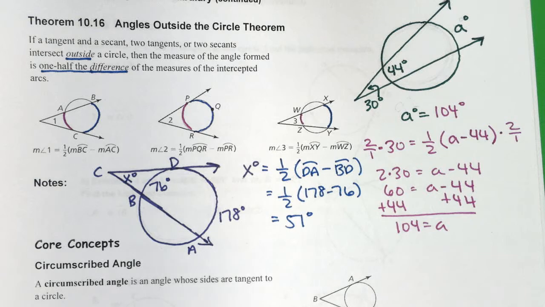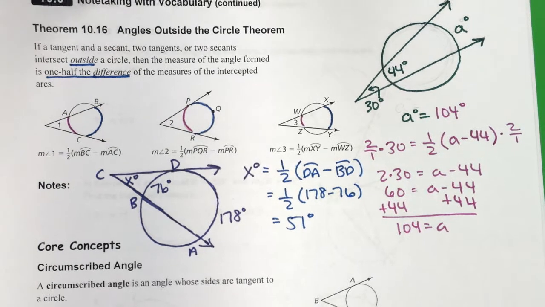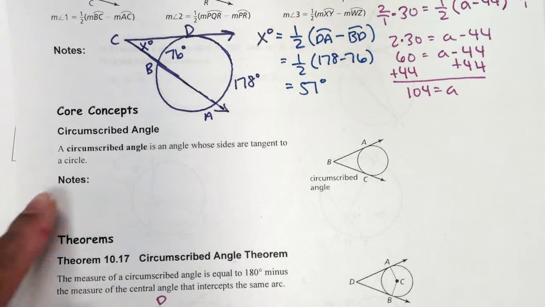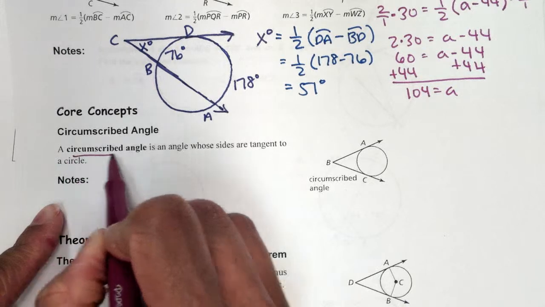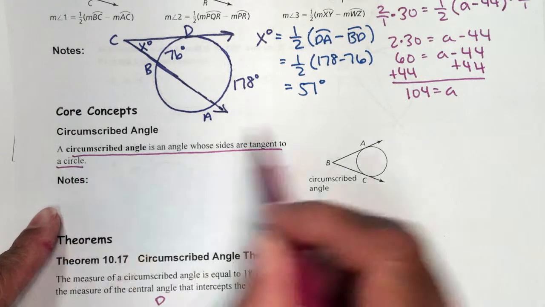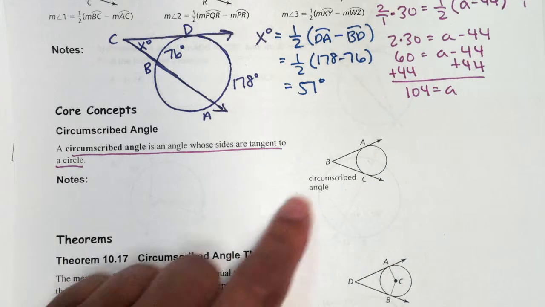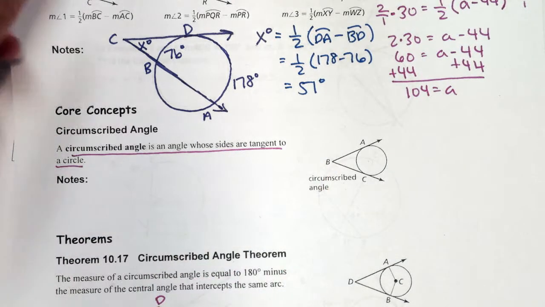And then we're going to hit our next example, which is our core concept on the circumscribed angle. A circumscribed angle is an angle whose sides are tangent to the circle. So this lays on top and bottom. It does not cut across it in any way, even though they do meet at a point.